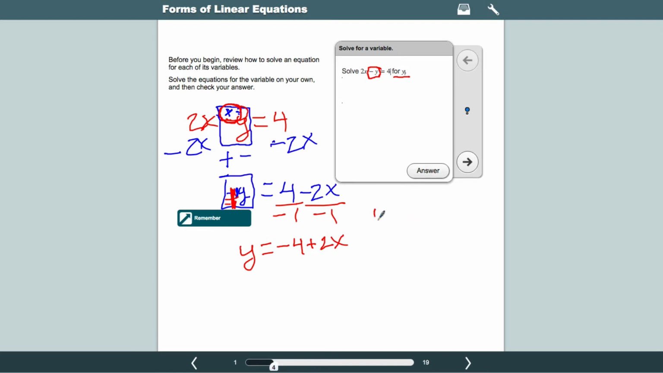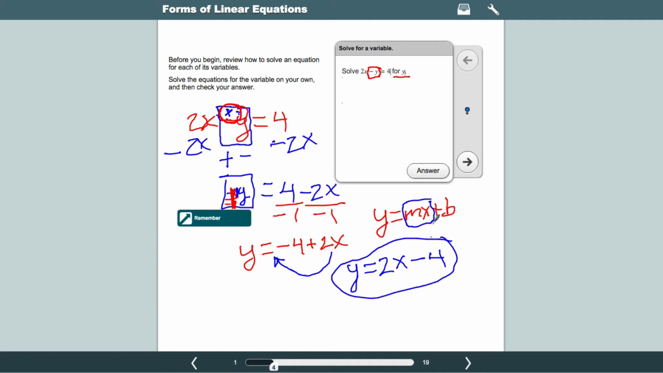Now this is almost in my y equals mx plus b setup. But we notice I want the x in front. So I'm just going to move this in front of the negative 4. And I have y equals positive 2x, and that's negative 4. So that's how we can get from a standard equation to a slope-intercept form, where we have the slope and the y-intercept. Okay?